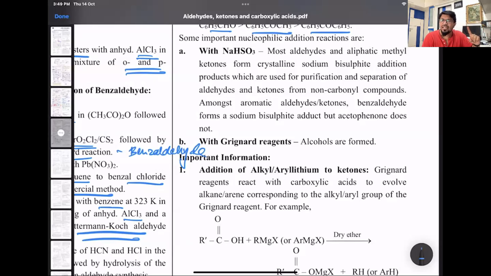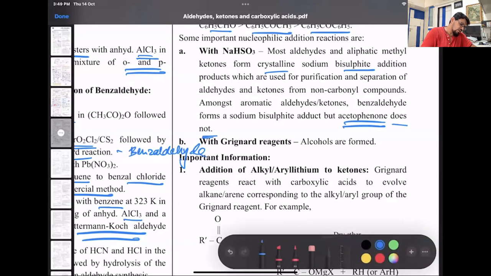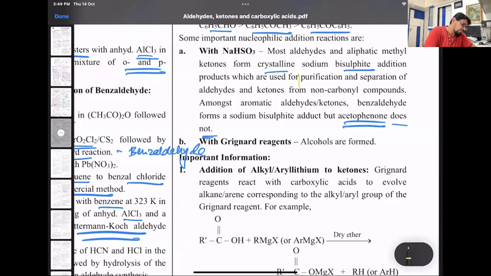Here only one of the ketones does not react, that is acetophenone does not react. The reason is because of steric hindrance. So look at that point. Aldehydes and aliphatic methyl ketones form crystalline bisulfite, which are used for purification. I'm boxing these words, these are important. Purification and separation of aldehydes and ketones. All right. Acetophenone is an exception because of steric hindrance.